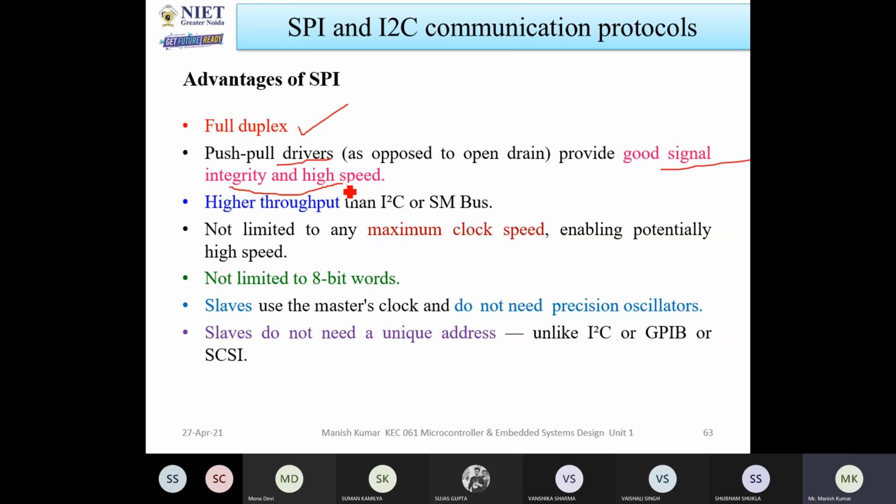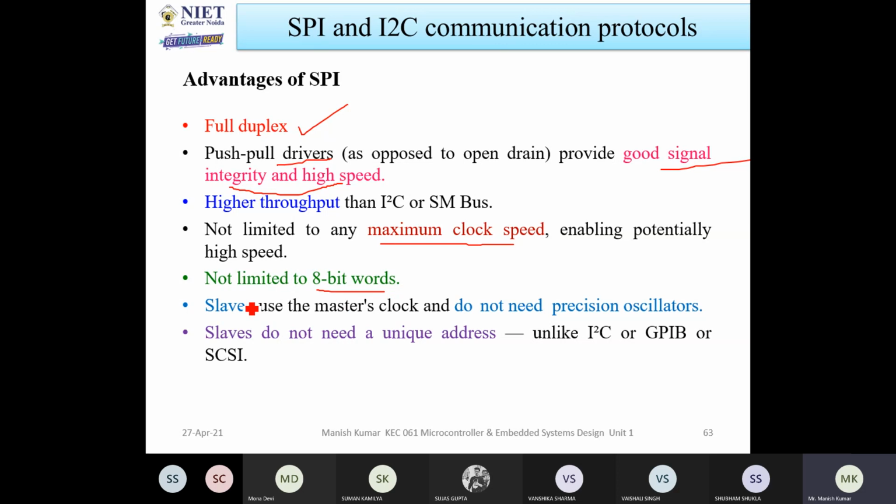The next advantage is that it is not limited to any maximum clock speed. Whatever the system speed is, it will transfer the data at that speed. If it were not so, and we connected the system through another bus or communication protocol, say data is coming from the hard disk and the data moves slowly, then the processor has to wait for that time. Again, it is not limited to 8-bit words. Remember that this means you can send any amount of data. That's it.